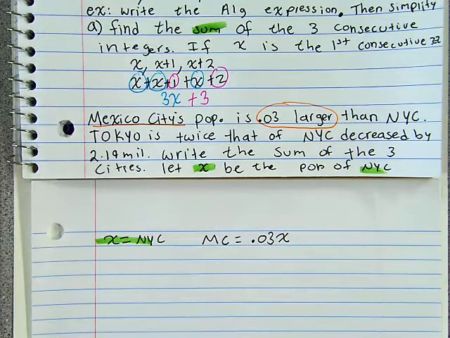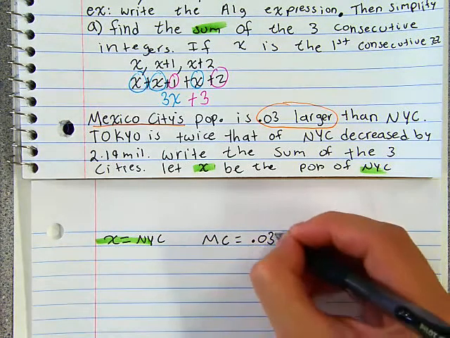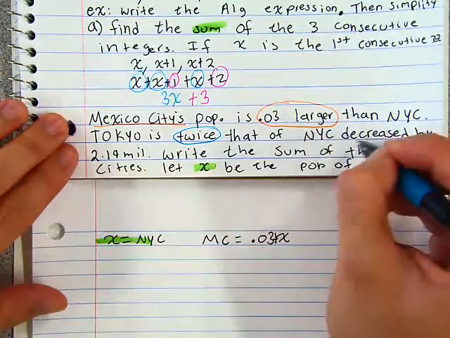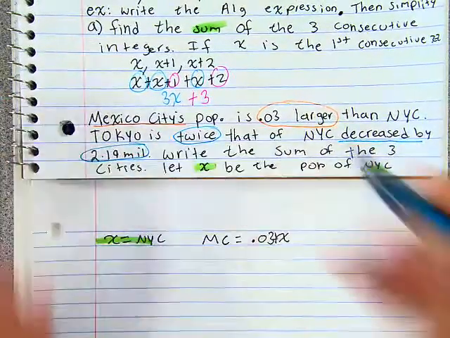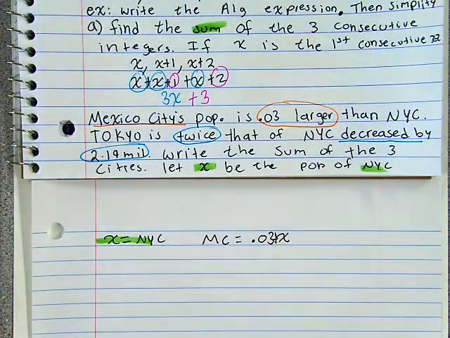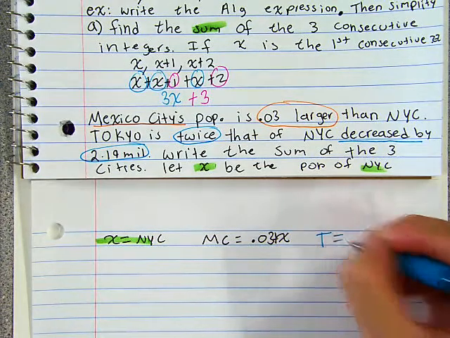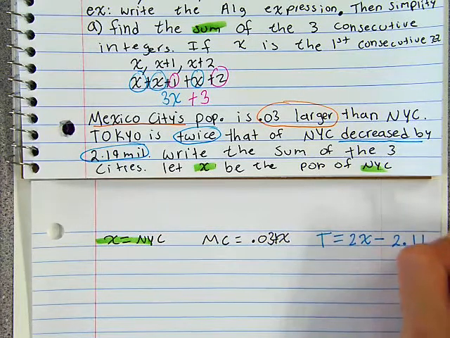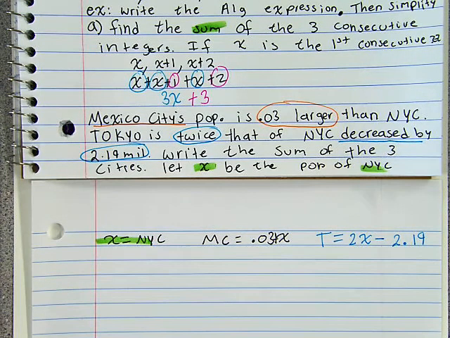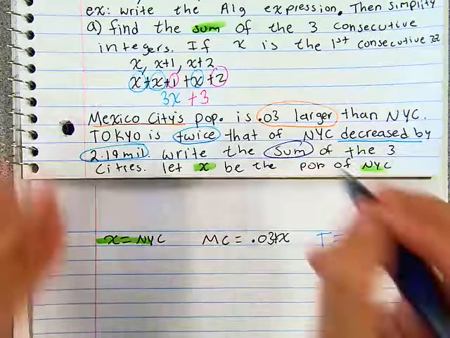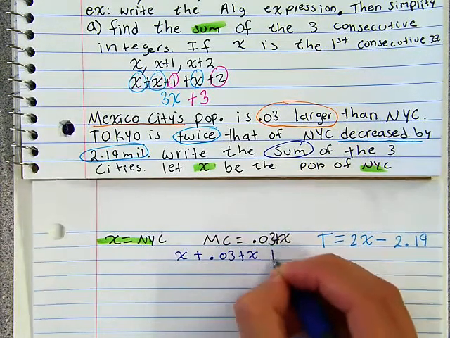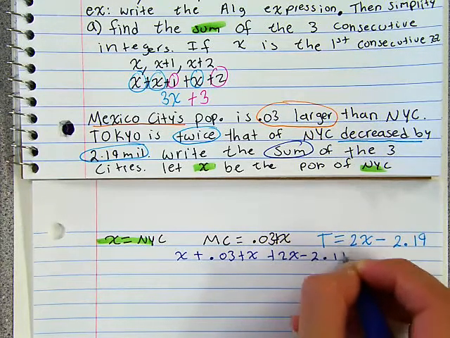So we're going to do 0.03 plus x. Then Tokyo is twice that, decreased by 2.19 million. So Tokyo, we're going to use a T, is going to be 2x minus 2.19. So now we want to find the sum, or add them all together. So we're going to do x plus 0.03 plus x plus 2x minus 2.19.